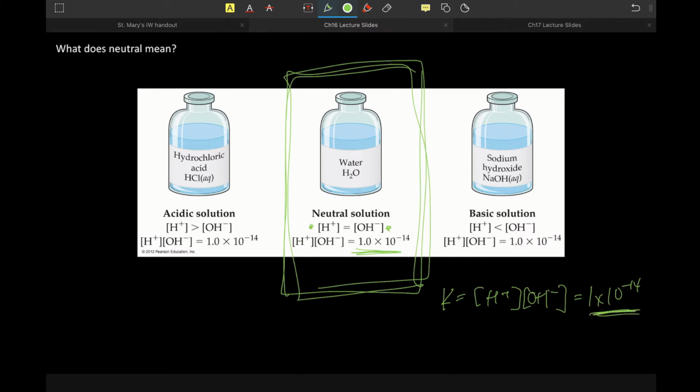Away from 25 degrees, this number changes. It's not 1 times 10 to the negative 14th, which means neutral is no longer 7, because neutral is no longer going to be 10 to the negative 7th molar H+. Does that make sense? Make sure that you tuck that away and make sure that does make sense to you. And obviously in a basic solution, there is more hydroxide than hydronium, and acidic means more hydronium than hydroxide.